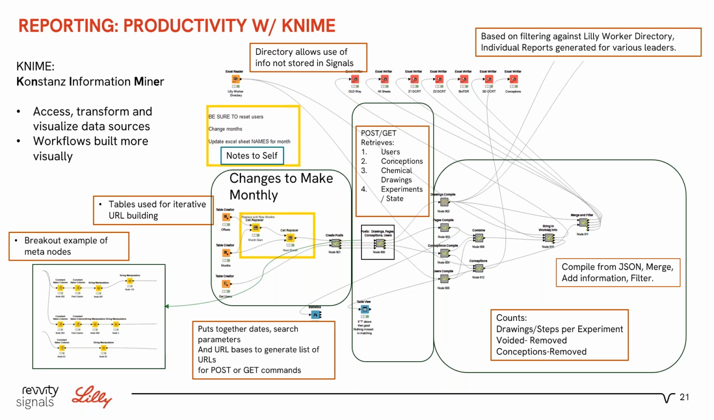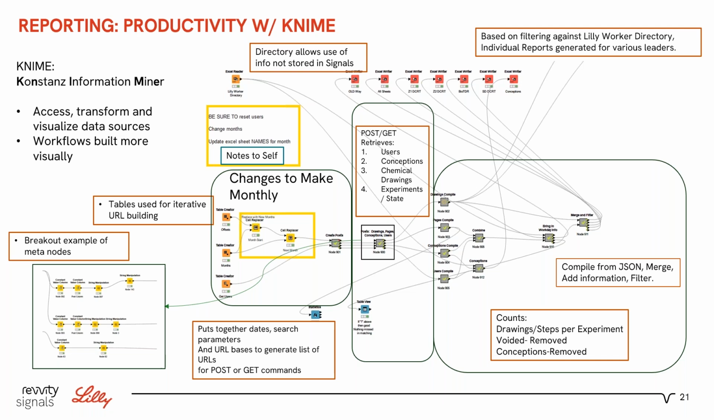Then I can go into compiling all of those, and I've got everything kind of condensed into meta nodes so that, as you see on the left there, the breakout example, there's a lot more nodes within each of the gray ones here. And then I bring those all together, combine them, compile them, subtract what we don't want to count. So we're counting the drawings in an experiment. So if there's more than one drawing, we're taking that as being one step and two steps within the same experiment page. Anything that's been voided, we remove from the productivity counts, and then conceptions are removed as well because they're not reactions that were run.